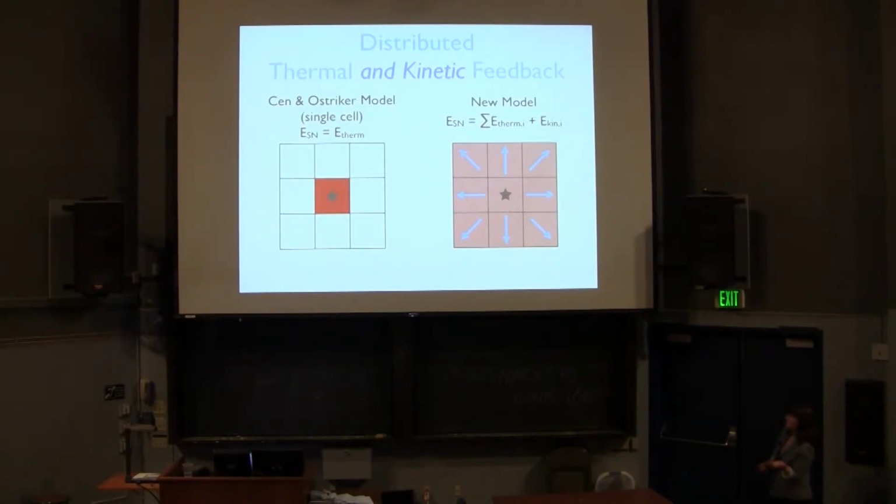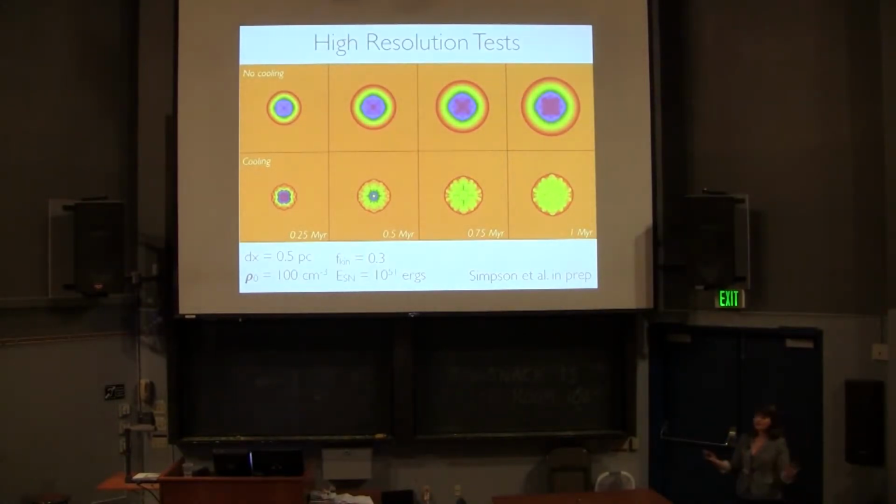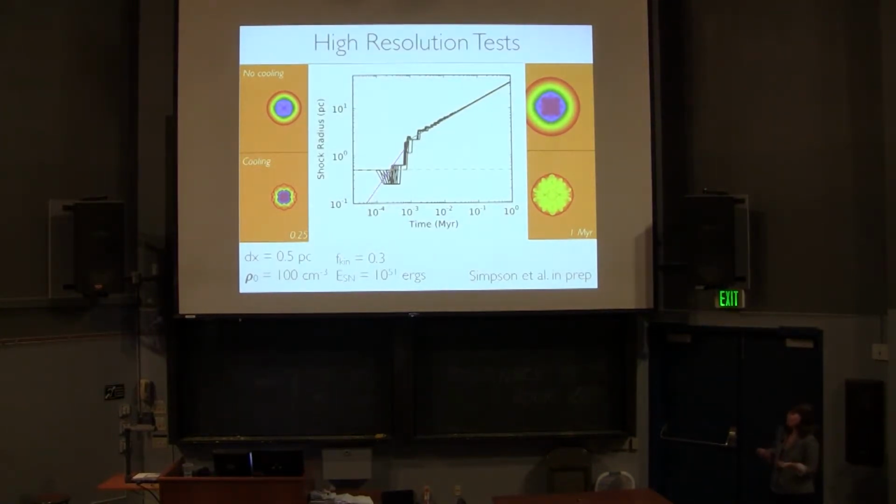So what does this look like? We started with some very simple tests at high resolution, just to confirm things are working. If you set off a star particle in a box of uniform gas density and energy without cooling, you get a well-formed shock that goes out. With cooling, it starts to break up. This is a uniform density, so maybe you don't believe this shock at 1 megayear, but whatever. This assumes a kinetic injection fraction of 30%, 10 to the 51 ergs, a background density of 100 particles per cubic centimeter, and a cell width of half a parsec. So we reproduce the Sedov blast wave pretty well.